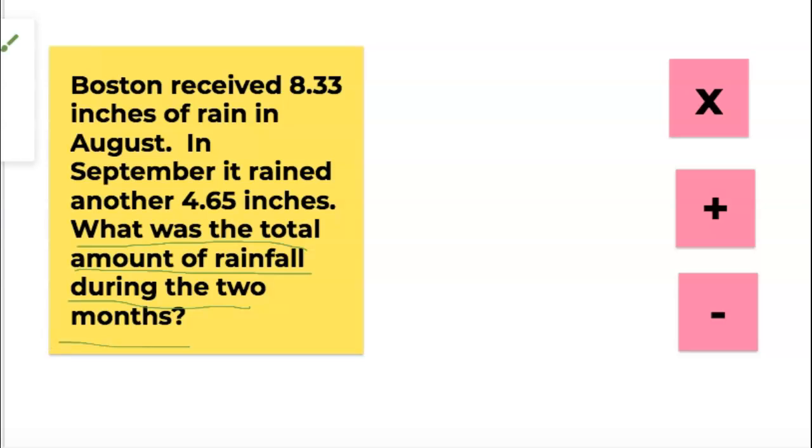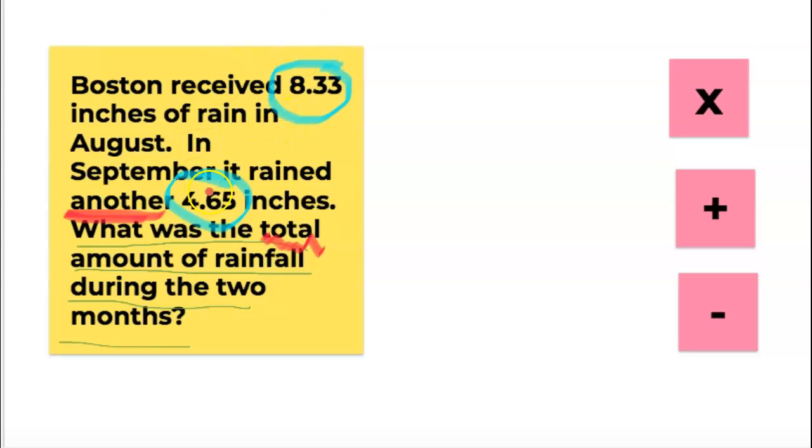All right, now what do we need to know? Now we need to look for some information. It's asking about the total amount of rainfall. So what do I know about the rain? I know that they got 8.33 inches in August, and I know that they have 4.65 inches in September. If I'm looking for important words, I'm going to notice there's a very important word that comes up here, and it's asking me for a total. And here it also says another. So there are a couple of important words. I have two numbers, and I'm looking for a total of those two numbers.